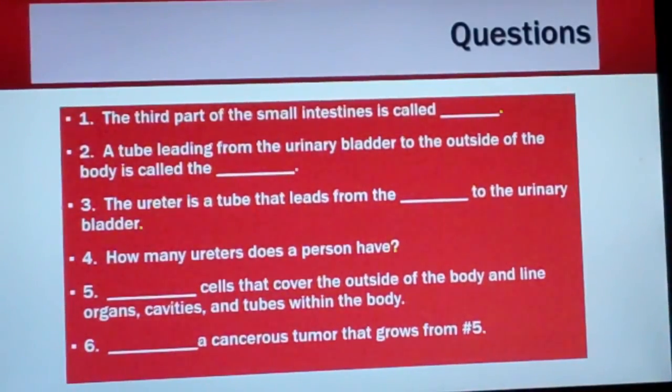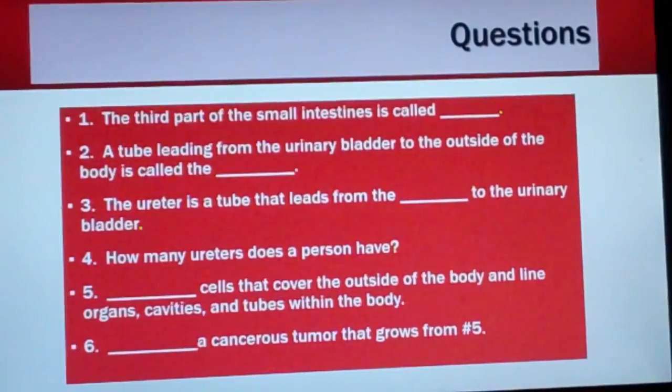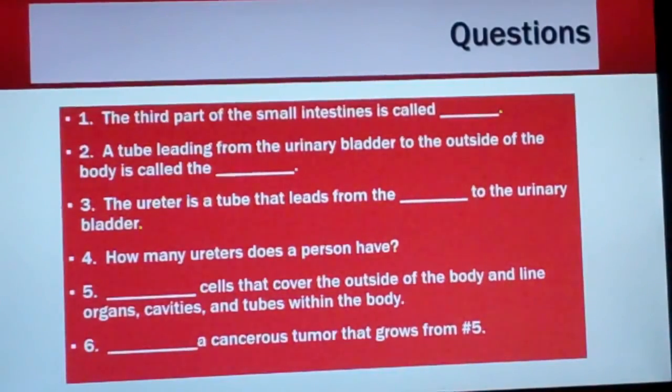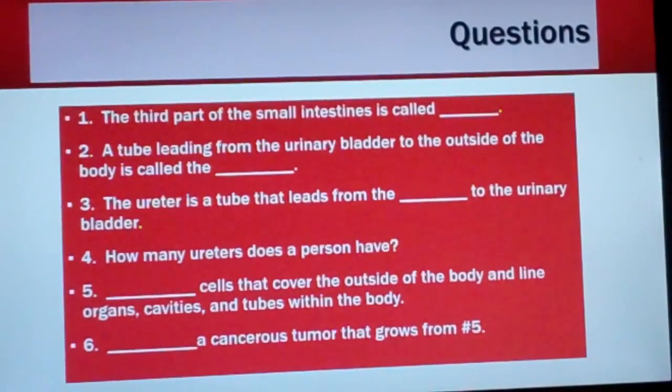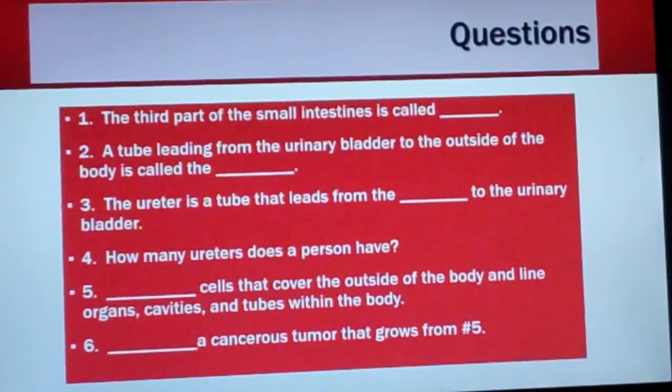Number 5. Blank cells that cover the outside of the body and line organs, cavities, and tubes within the body. Number 6. A cancerous tumor that grows from number 5.